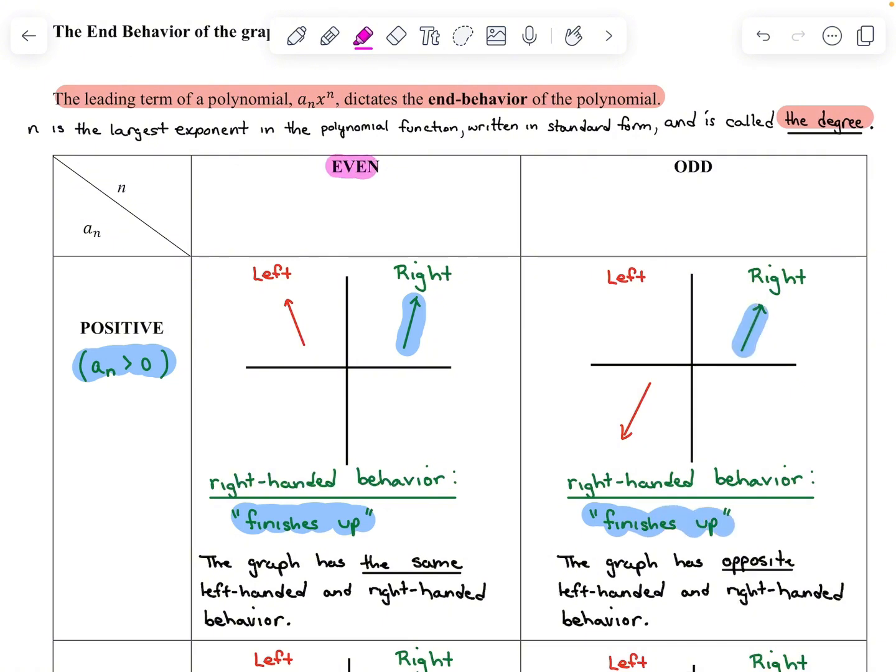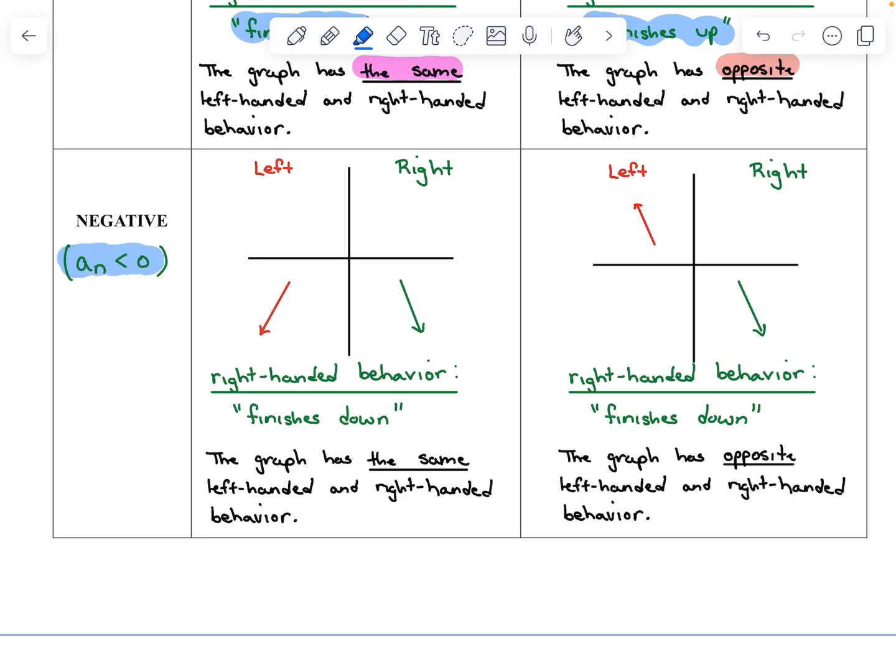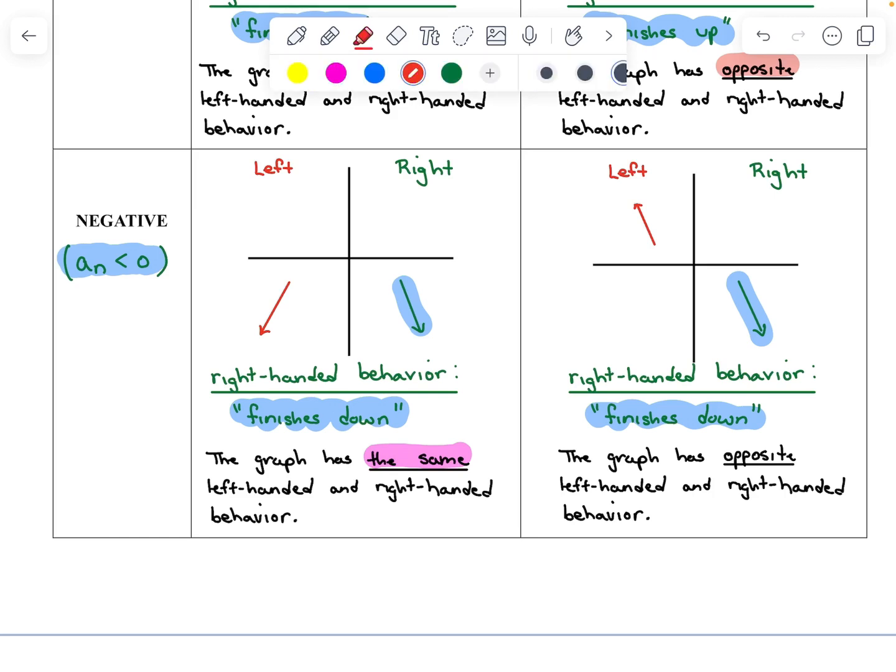If the degree is even, then the graph has the same left-handed and right-handed behavior. If the degree is odd, then the graph has opposite left-handed and right-handed behavior. If the leading coefficient is negative, then the right-handed behavior finishes down. If the degree is even, the graph has the same left-handed and right-handed behavior. If the degree is odd, the graph has opposite left-handed and right-handed behavior.